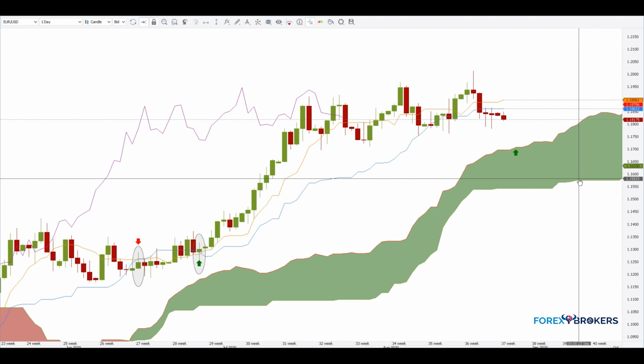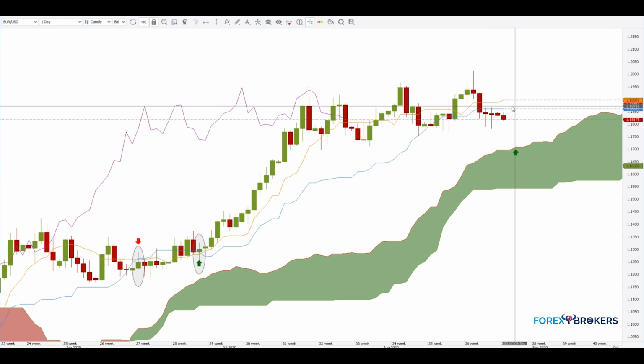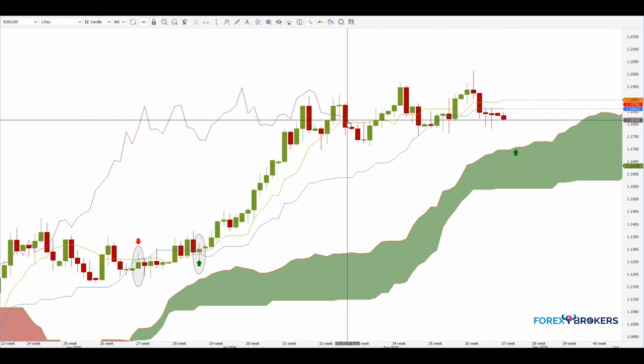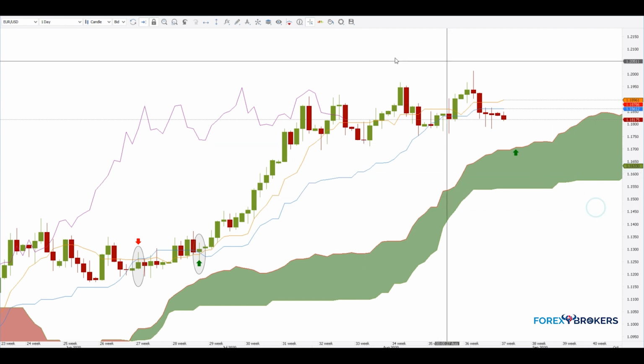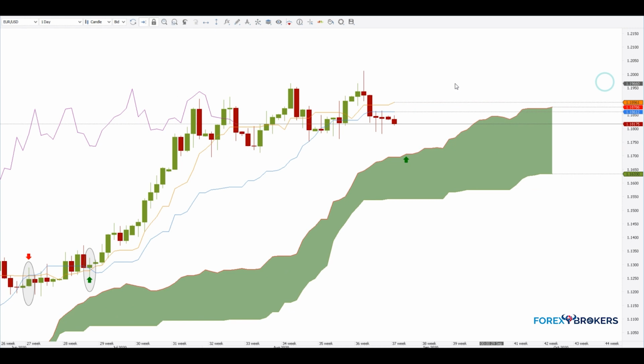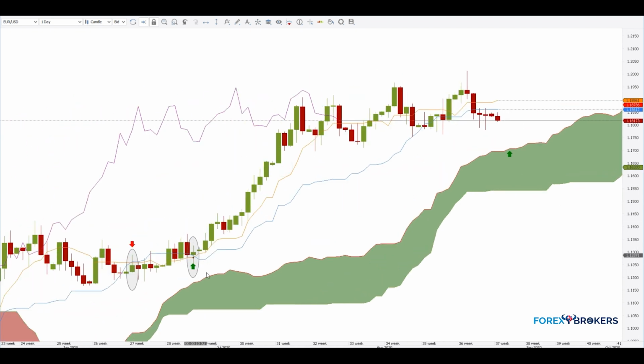What do bears want to see? Bears will want to see a cross here, and then they want to see the Kinko here moving way below these lines, and at that point in time the cloud, or the distance between Senko A and Senko B, will shrink and the cloud will turn negative, and so on and so forth. This is how to use the cross between the Kinjun and Tenkan.